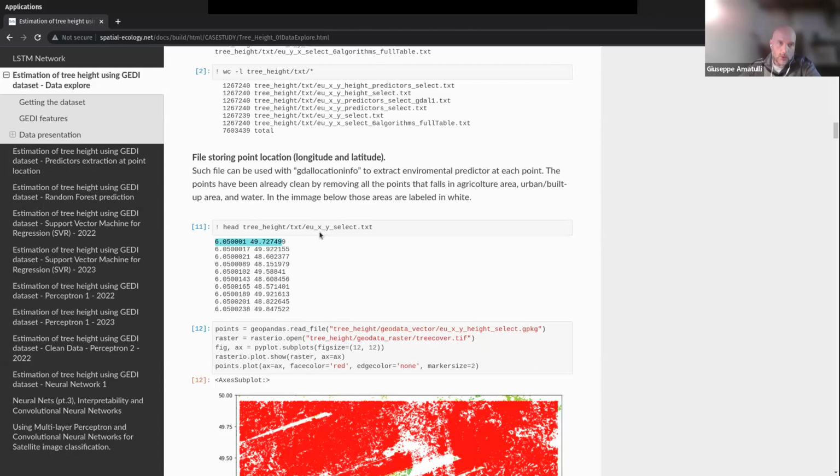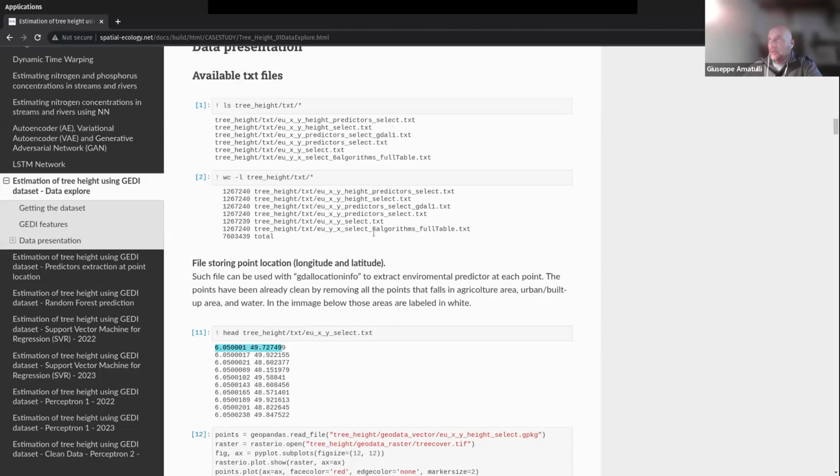In our case, we are going to work with a continuous variable, that is the tree height. So we are going to work on regression analysis. But the same concept can also be applied in case of classification, like urban classification or land cover classification. So the concept is going to be pretty much the same. In particular, we are going to use this data set, and also the X and Y coordinates.